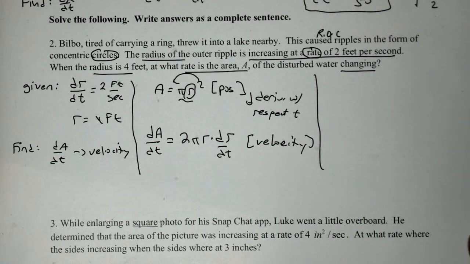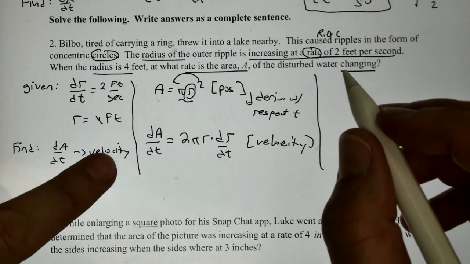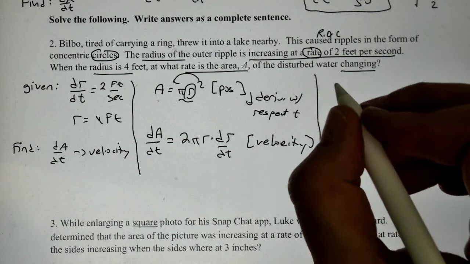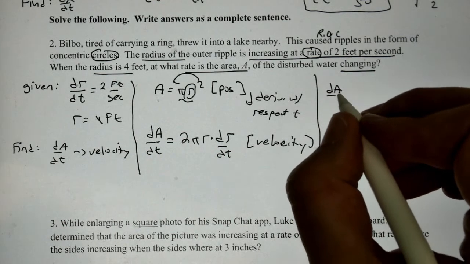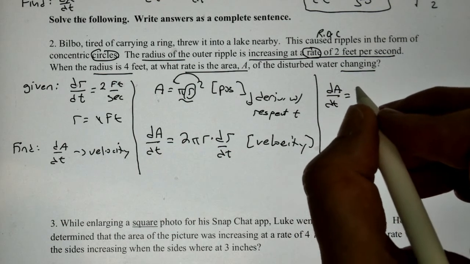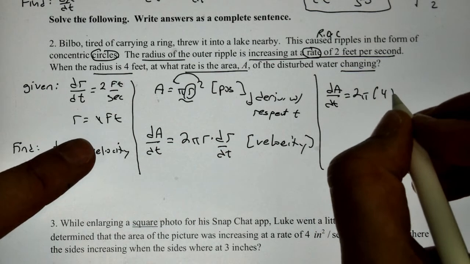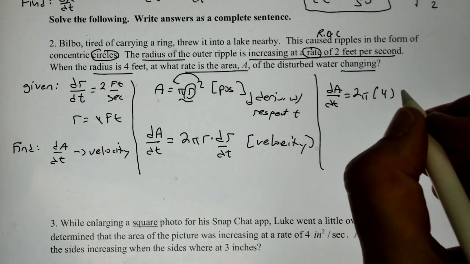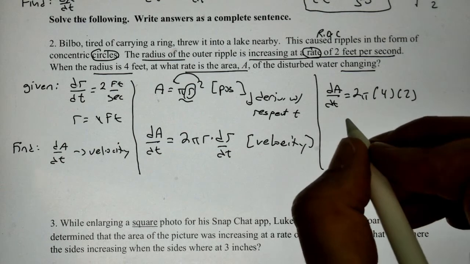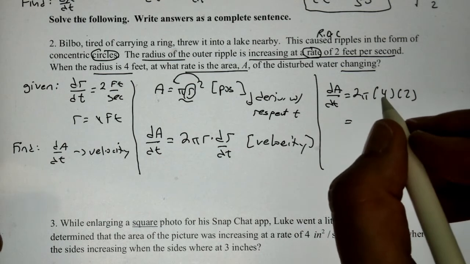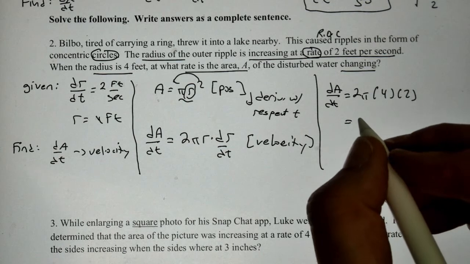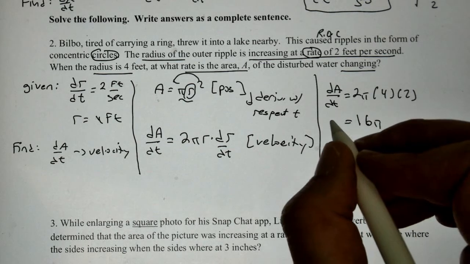Now, all we have to do to solve for dA/dt is plug everything in. So I can now say dA/dt is 2 pi, my radius, which they tell me is 4, times dr/dt, which we know is 2. I can just type all this in. 8 times 2 is 16, so we get 16 pi.